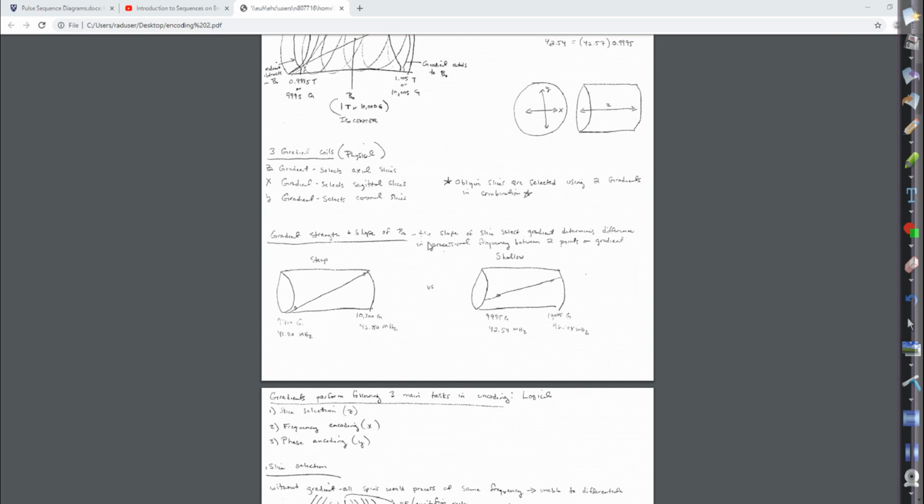If we apply more current within these gradients, we're going to get a steeper slope. And if you get a steeper slope, you get a wider range in precessional frequencies. So if you get a wider range of precessional frequencies, you have a tendency to get thinner slices and to cover a larger area of anatomy sometimes. So a steeper slope, wider range of precessional frequencies.